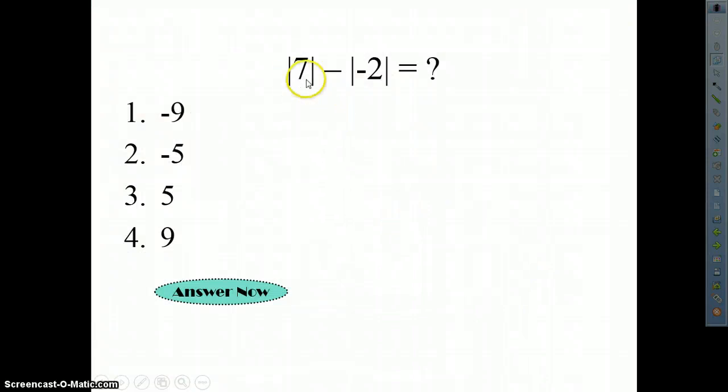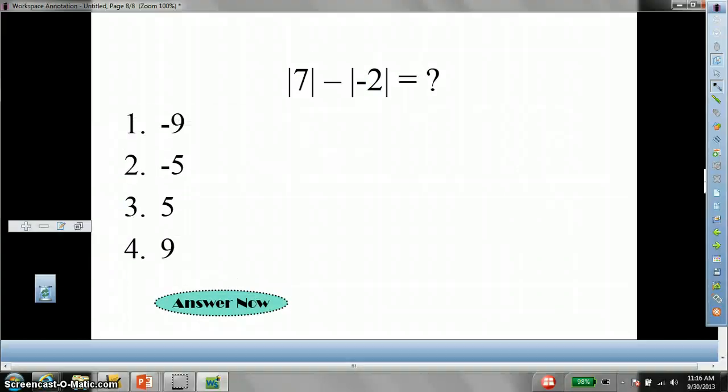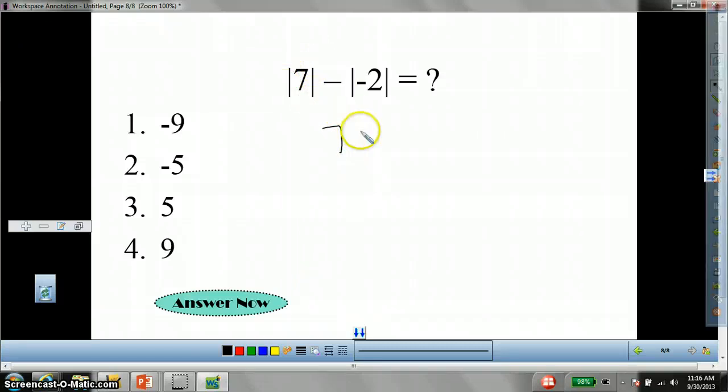Now we need to see, what is the absolute value of 7 minus the absolute value of negative 2? First, we have to figure out how many units away from 0 is 7. 7 is 7 units away from 0. Then we're going to keep our sign. Negative 2, we have absolute value bars around it, so how many units away from 0 is negative 2? Of course, that's 2 units away from 0. Then we simply do our subtraction, and 7 minus 2 is 5.